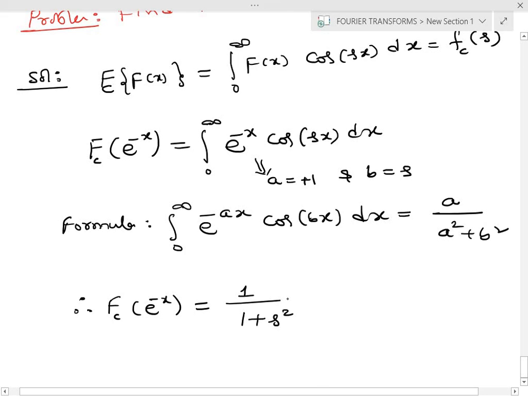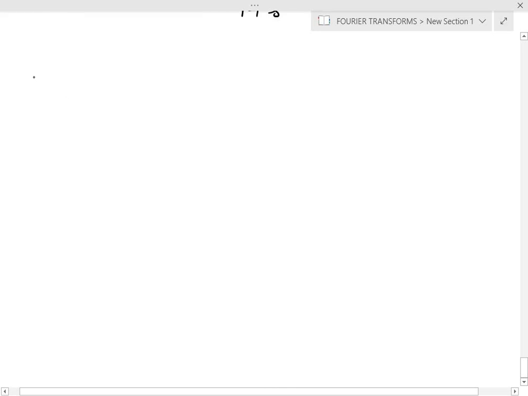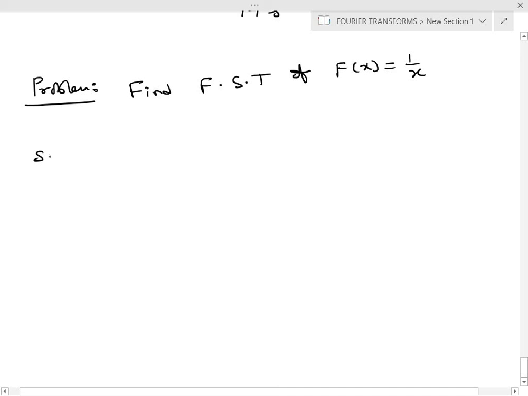Okay, fine. Next, let us take another simplest problem. Find the Fourier sine transformation of f of x is equal to 1 by x.